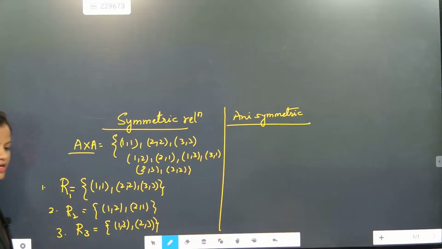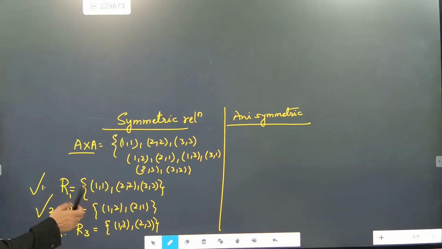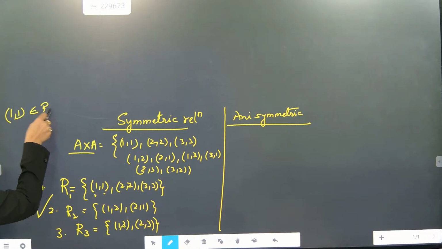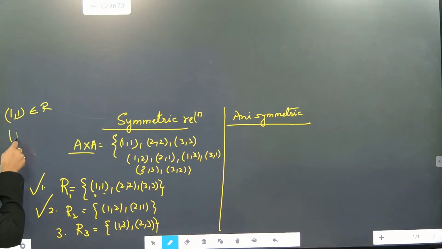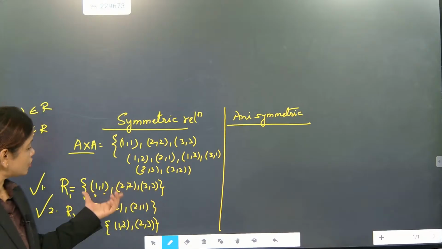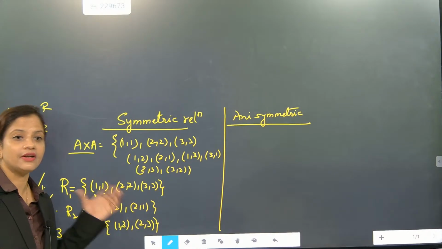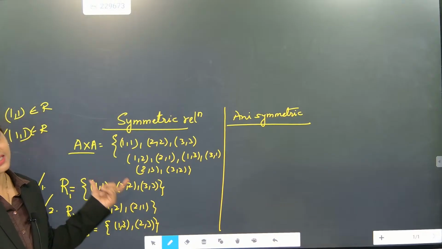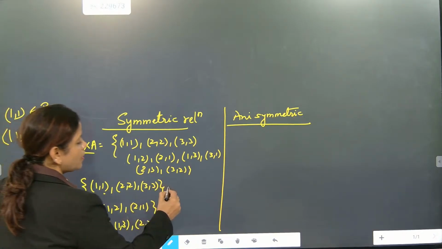Option 2. You are thinking that option 2 only is the correct answer. Correct? The correct answer is 1 also and 2 also. Why? See, if you turn this again, it will remain the same. So (1,1) belongs to R. If you reverse it also, (1,1) belongs to R. So this type of element is not only reflexive, it is symmetric also. It is identity also, reflexive also and symmetric also.